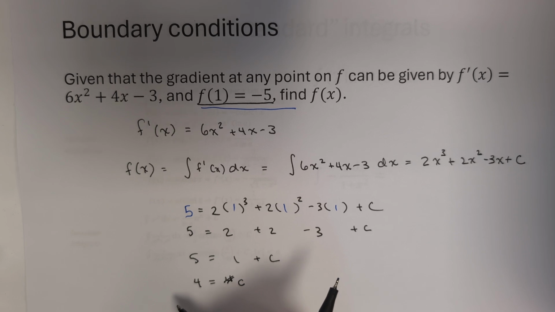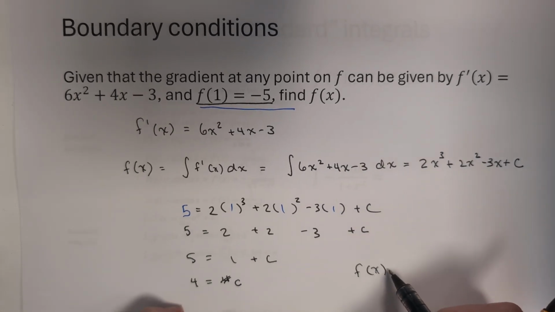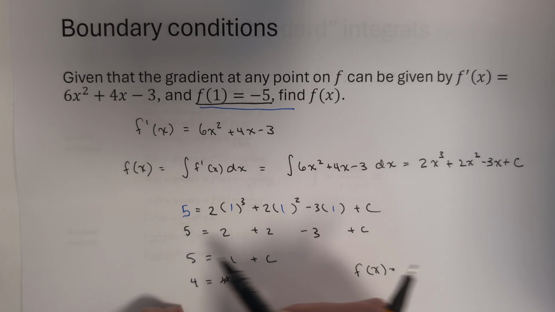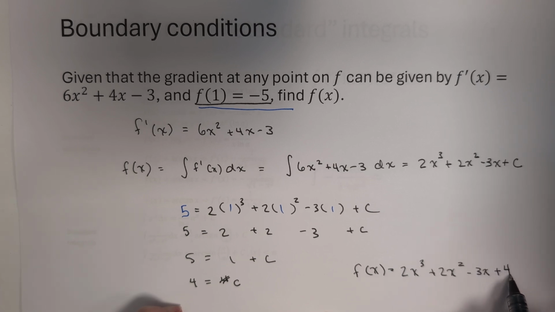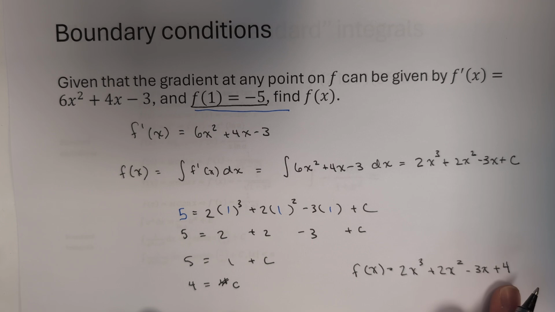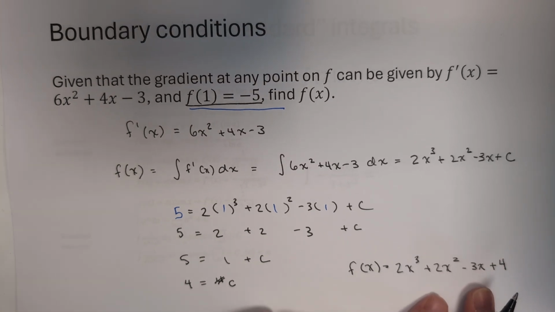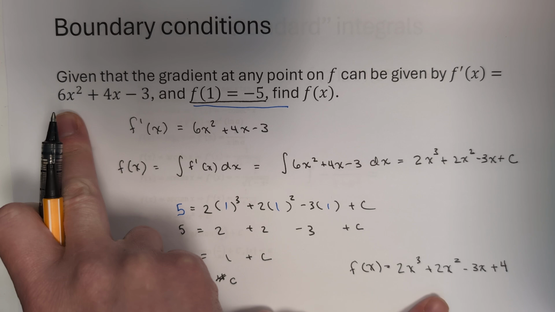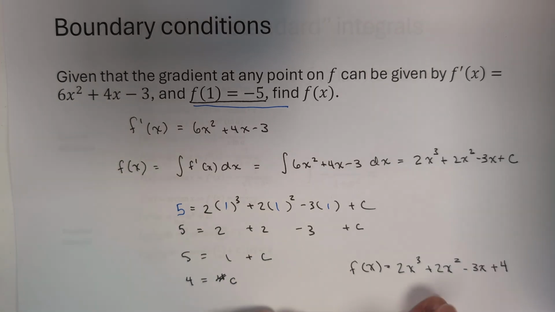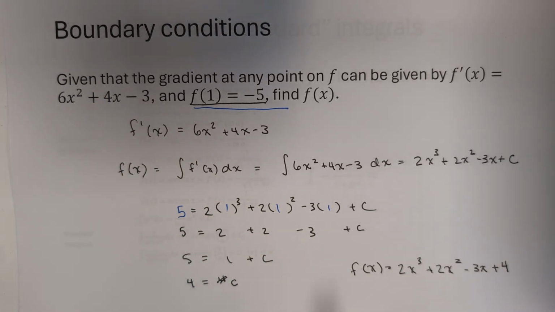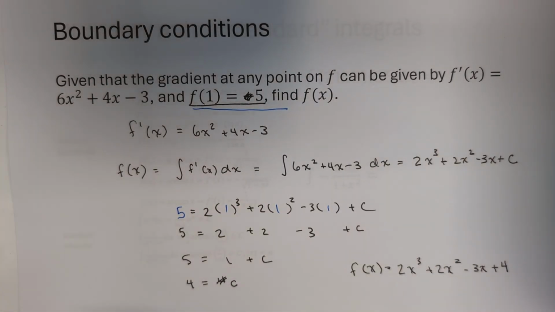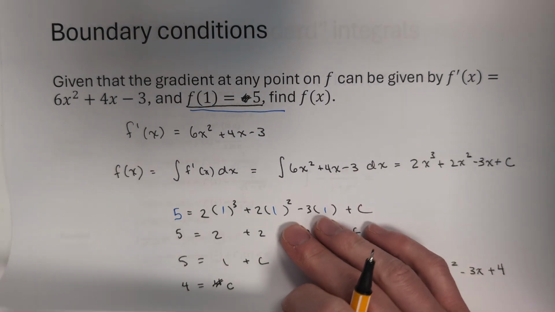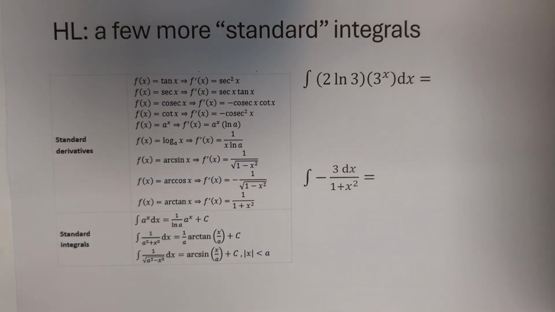So the original function is f of x equals 2x cubed plus 2x squared minus 3x plus 4. Okay, you no longer need the c because you found out what it is. And this function does have a gradient of 6x squared plus 4x minus 3, the derivative, and it goes through the point 1, 5. I'm just going to change this so that I have it correct here and I don't have to do it again.